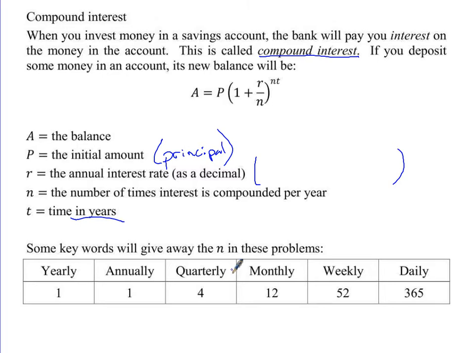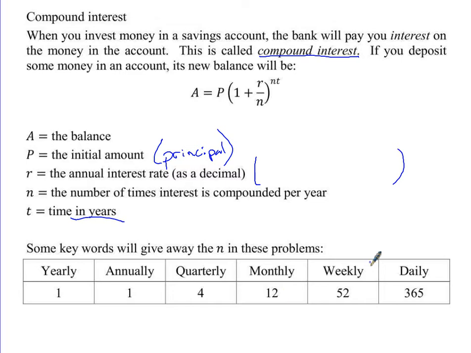Quarterly, like the 4 quarters of a dollar or the 4 quarters of a football game or basketball game. Quarterly means 4. So therefore, they'd compound your interest 4 times per year, which means like once every how many months? 3 months, yeah, because there's 12 months in a year, 4 times a year, that would be once every 3 months. Monthly, how many months are there in a year? 12 months in a year. Therefore, n would be 12 in that case.